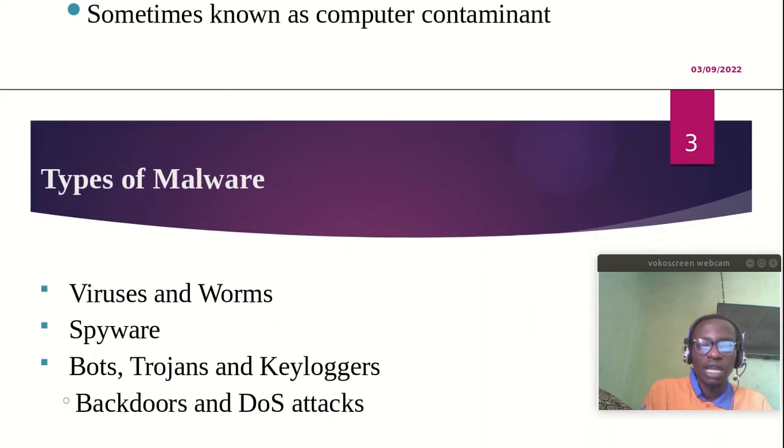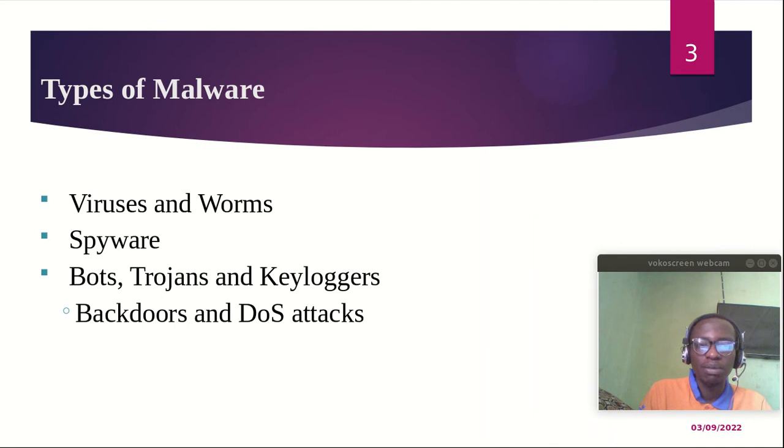So, types of malware. As you see, not only viruses and worms are malware. The types of malware include viruses, worms, spyware, bots, Trojans, and keyloggers. As you see, I categorize them accordingly. Viruses and worms share similar behaviors. Spyware performs different activities.